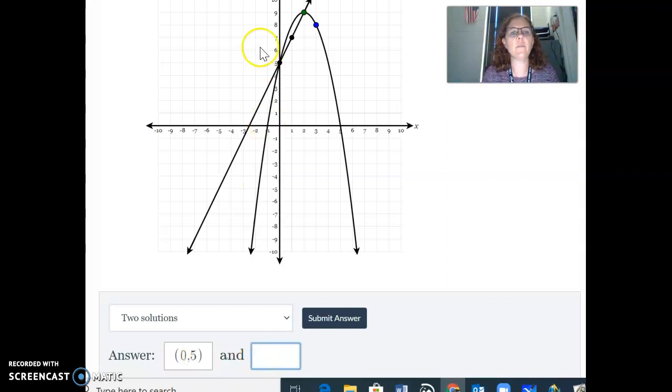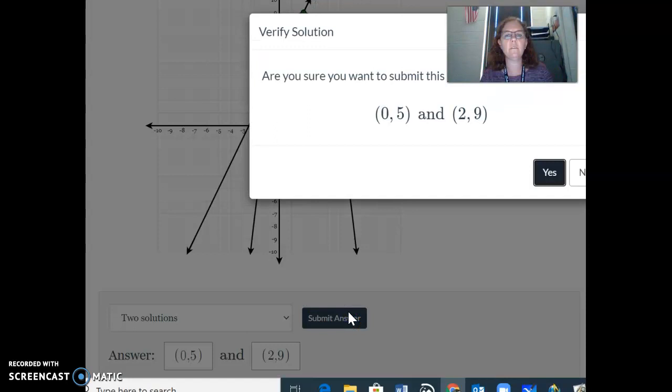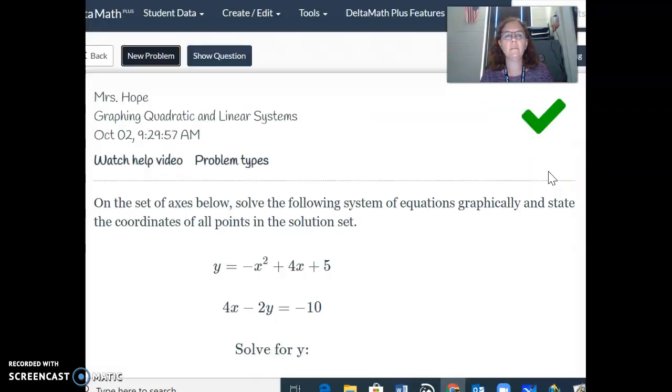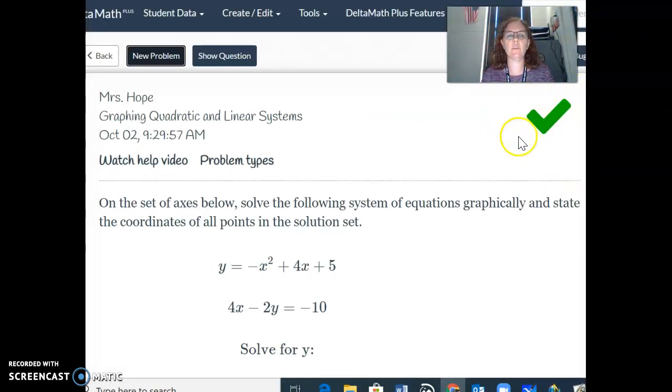Okay, now let's find the other one. The other one, they intersect right here at the green, which we know to be the vertex. It's the point 2, 9. So let's type that in there, 2, comma 9. All right, and then we'll submit our answer. And yes, we got it right. So that is how we will do that type of problem.